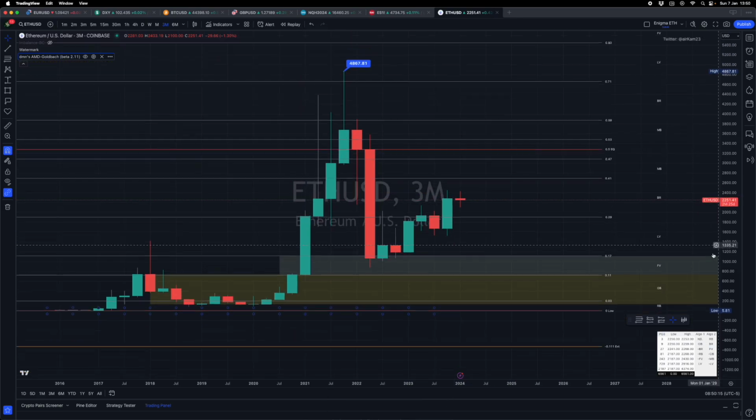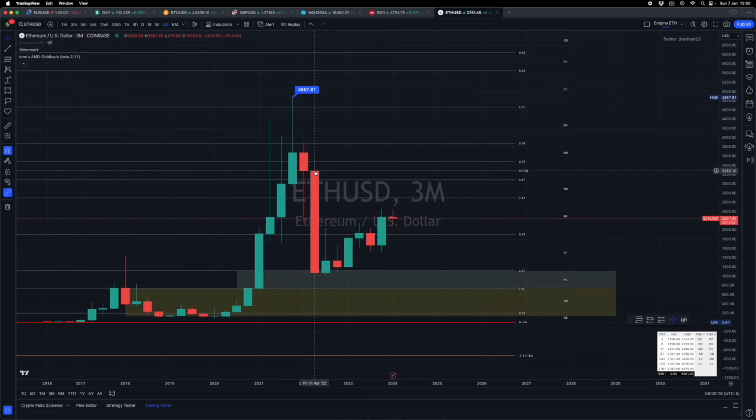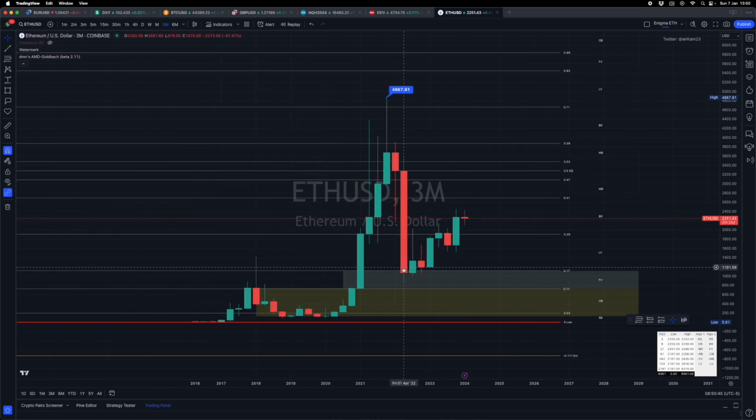Have a look on the 3-month chart, how equilibrium was respected. So we came up to the mitigation block level. We retraced down. The body did not initially close below equilibrium. Do you see that? And then it rejected off of equilibrium. We are now in a discount. We picked up these outstanding orders in the consequent encroachment of the fair value gap.